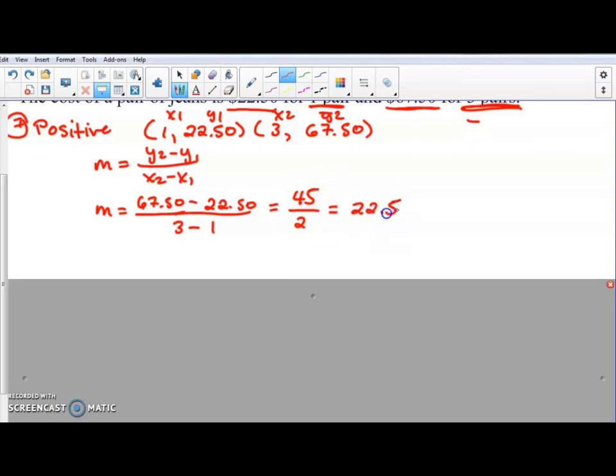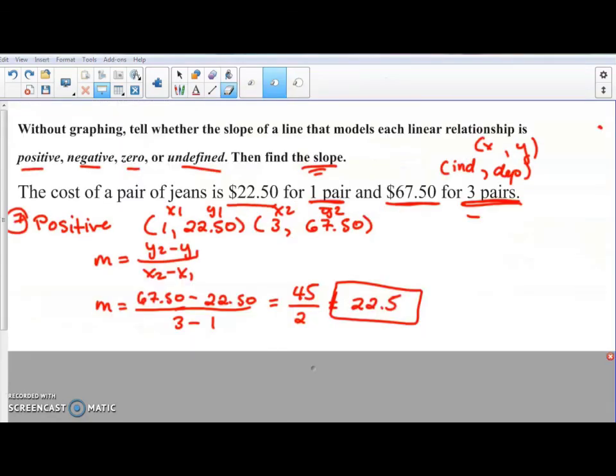If you think about money, because this dealt with how much money it was, that would be like $22.50 per pair of pants, and that's what it had in the beginning. So the slope for this one is just 22.5, because it's going to increase $22.50 for every pair of pants you buy. All right, now one last example, example 8.